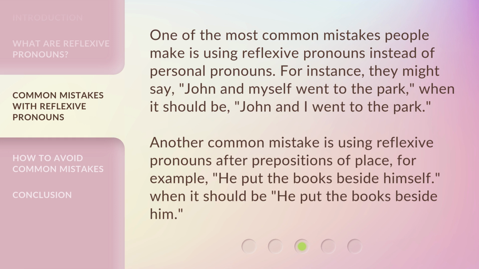One of the most common mistakes people make is using reflexive pronouns instead of personal pronouns. For instance, they might say, "John and myself went to the park," when it should be, "John and I went to the park." Another common mistake is using reflexive pronouns after prepositions of place. For example, "He put the books beside himself," when it should be, "He put the books beside him."